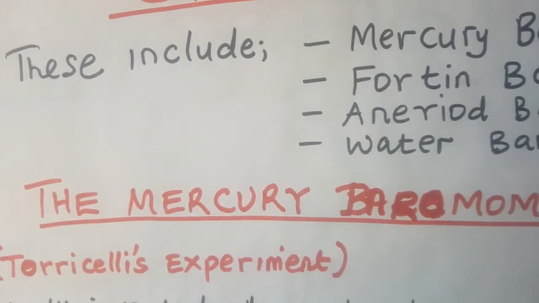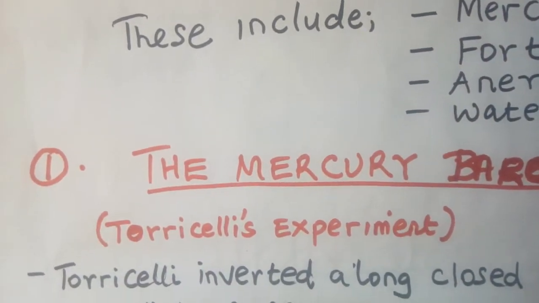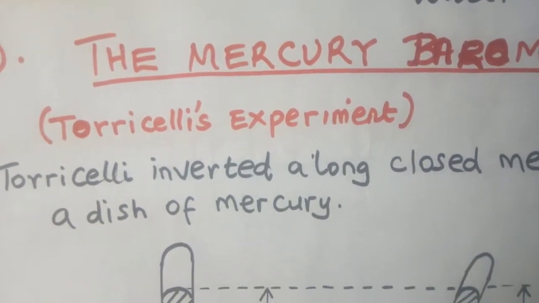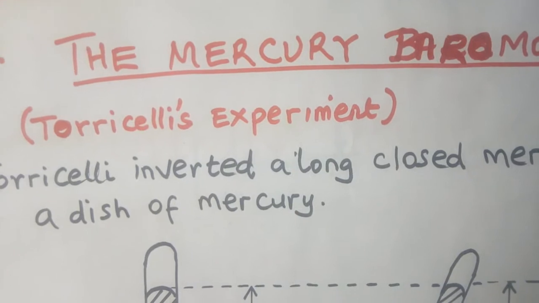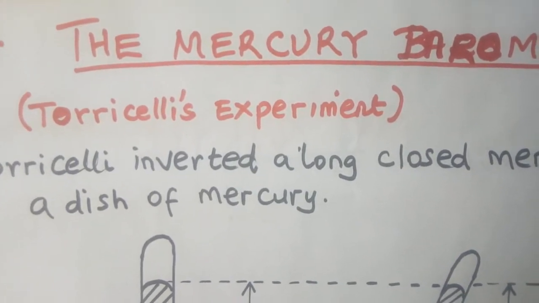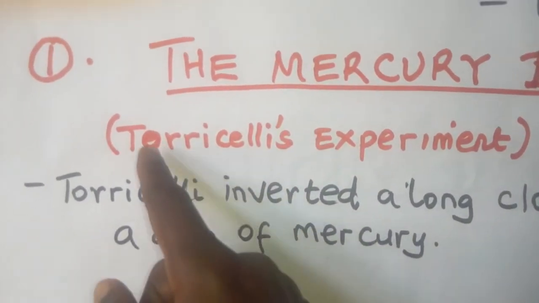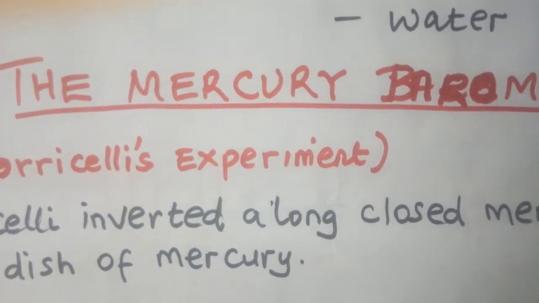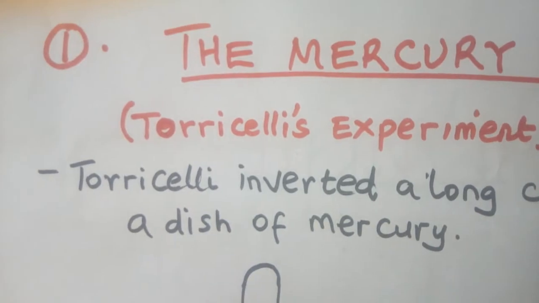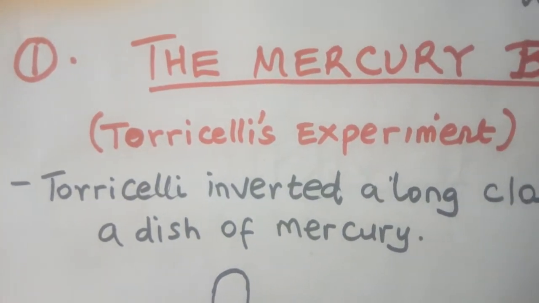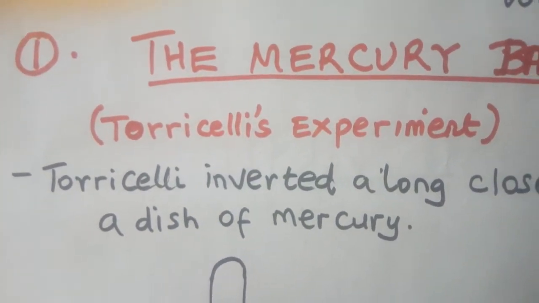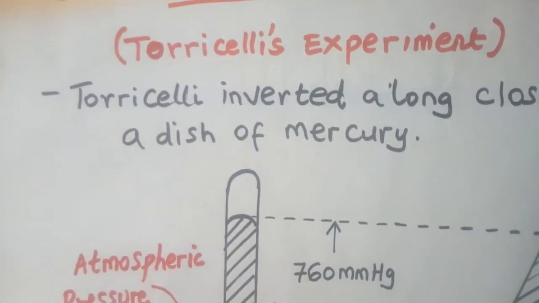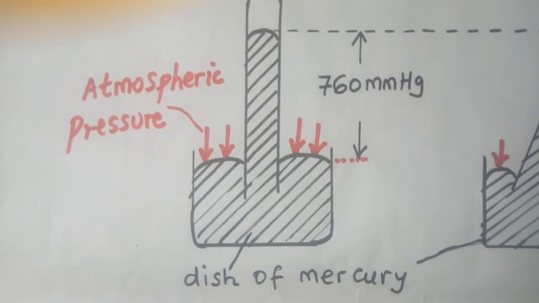As we said, it uses mercury. How does a mercury barometer look like? Before we get there, we should know how somebody made a mercury barometer. And this person was called Torricelli. He did an experiment with a mercury barometer, and therefore his experiment is called Torricelli's experiment. Now, what did Torricelli do? He needed about 2 to 3 things.